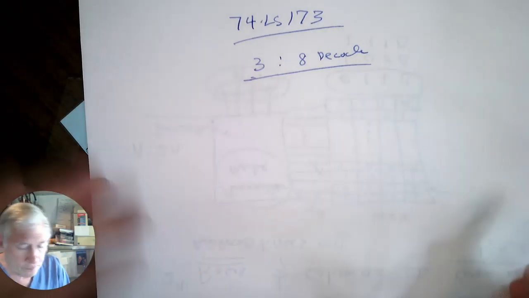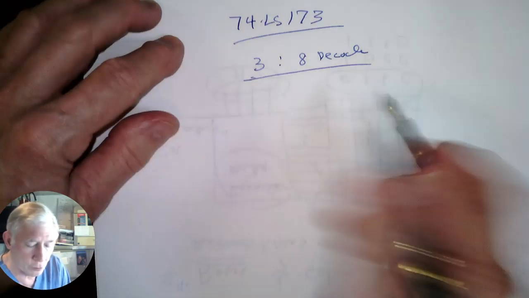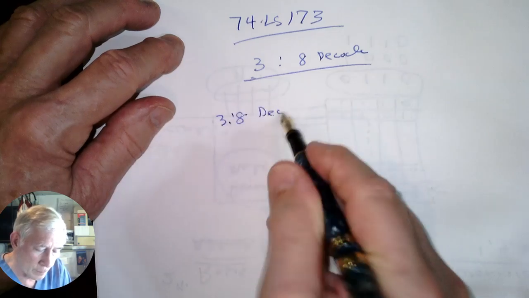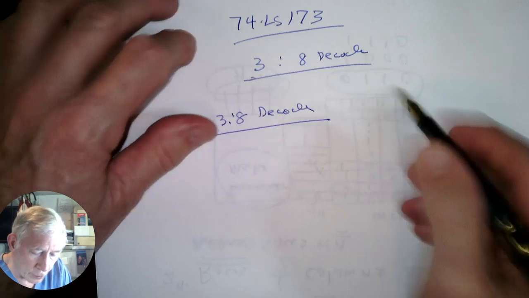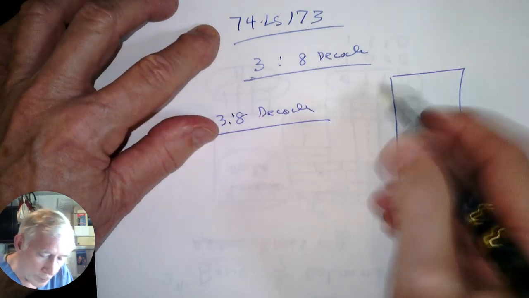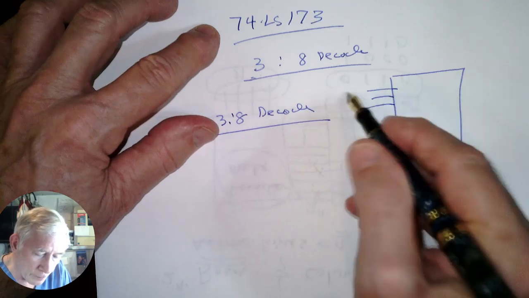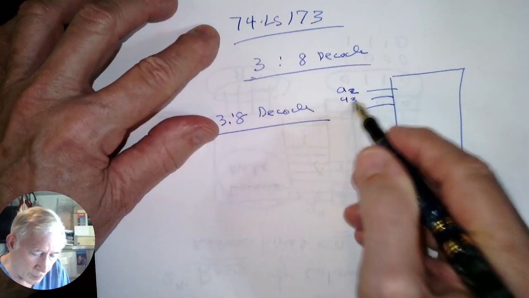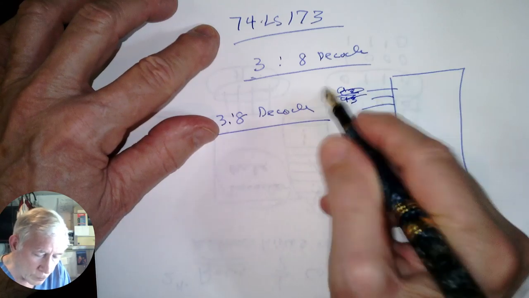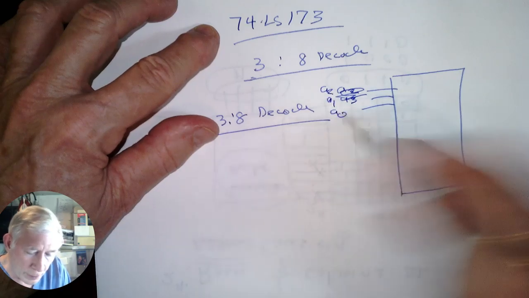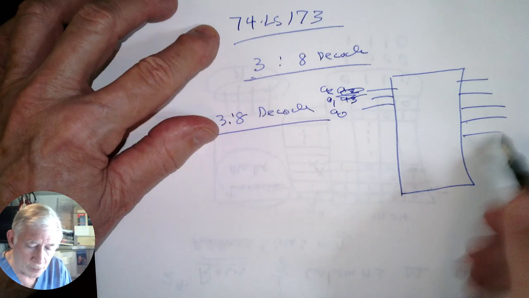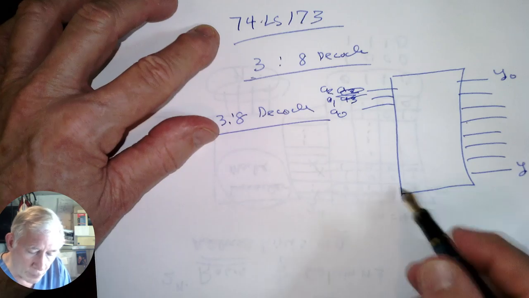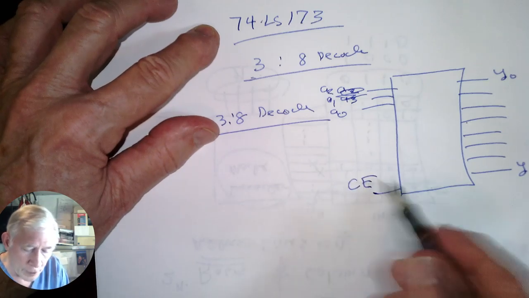All right. This is the device we'll talk about. So we'll look at a 3 to 8 decoder. What is a 3 to 8 decoder? Well, you have 3 address lines. A lot of times the address lines are A2, A1, and A0, and there are 8 outputs, Y0 to Y7. And then you do have what's called a chip enable here, usually active low.